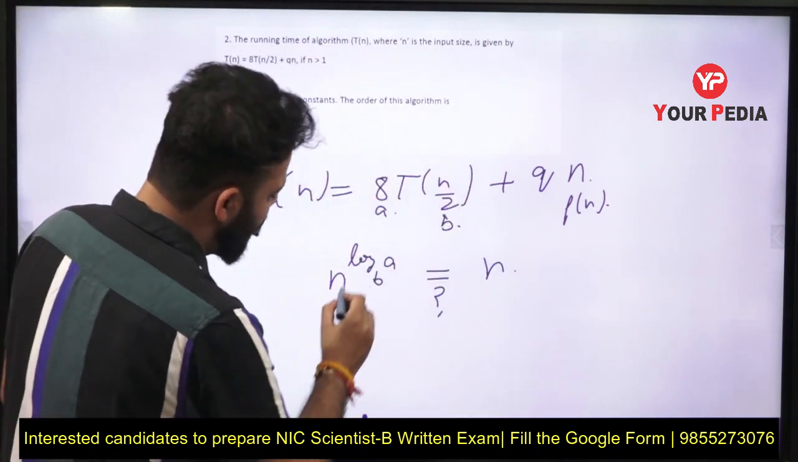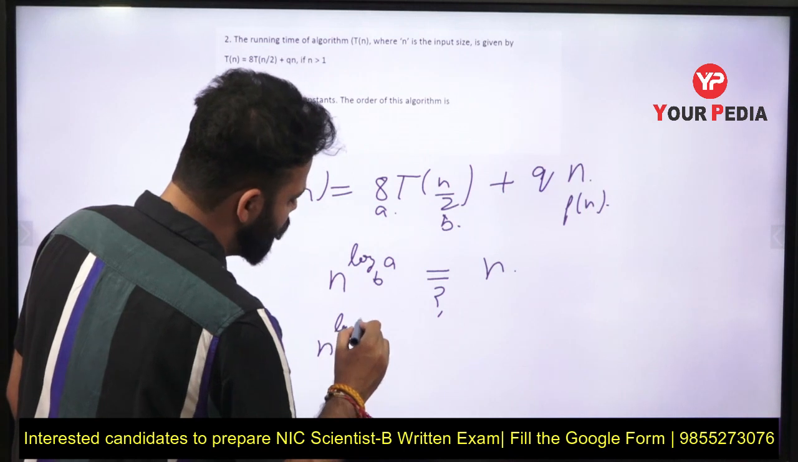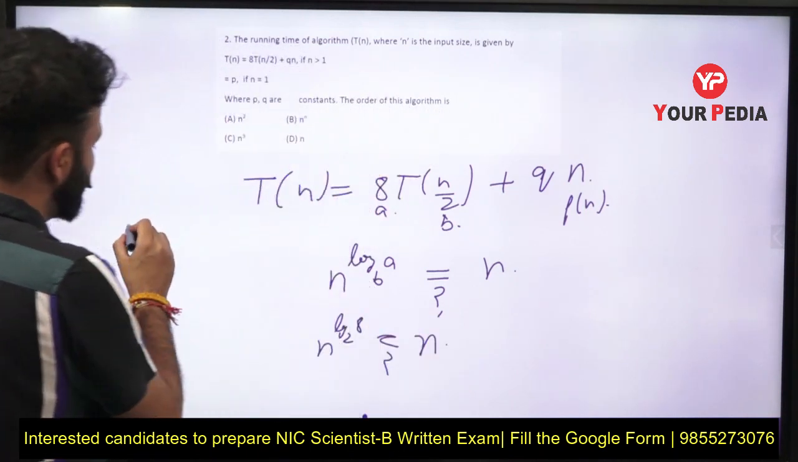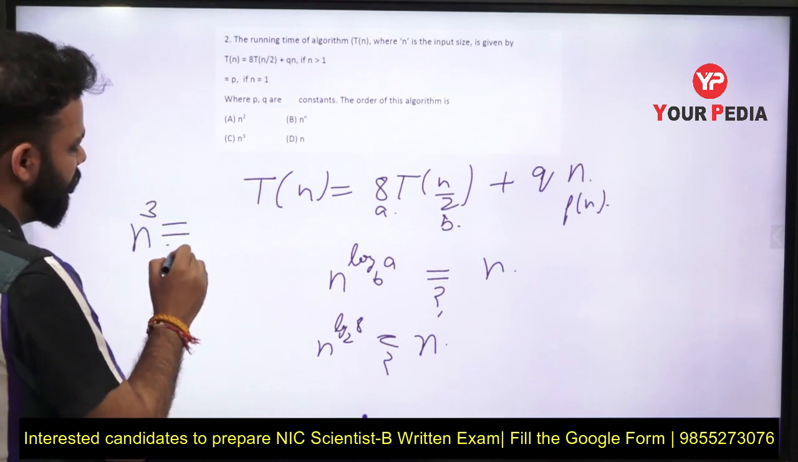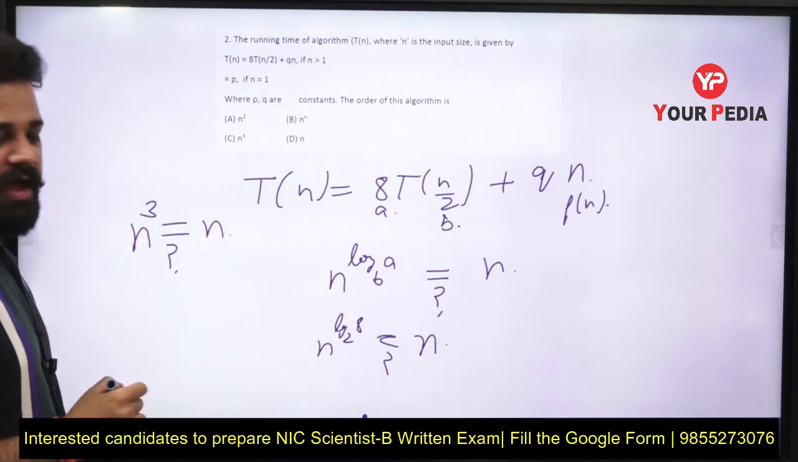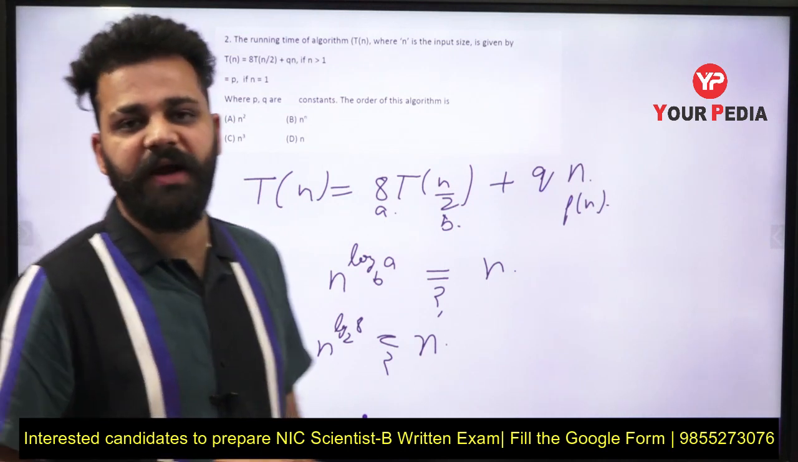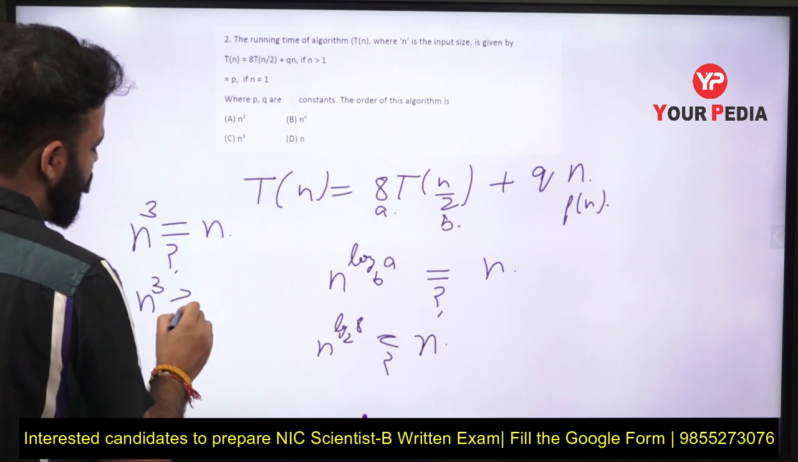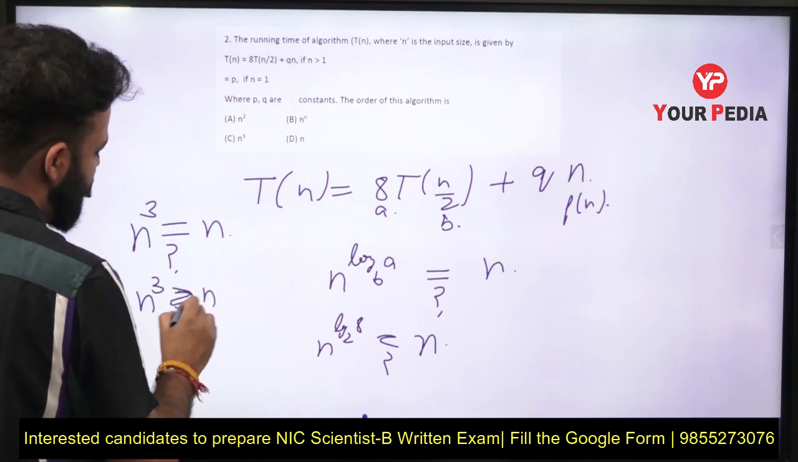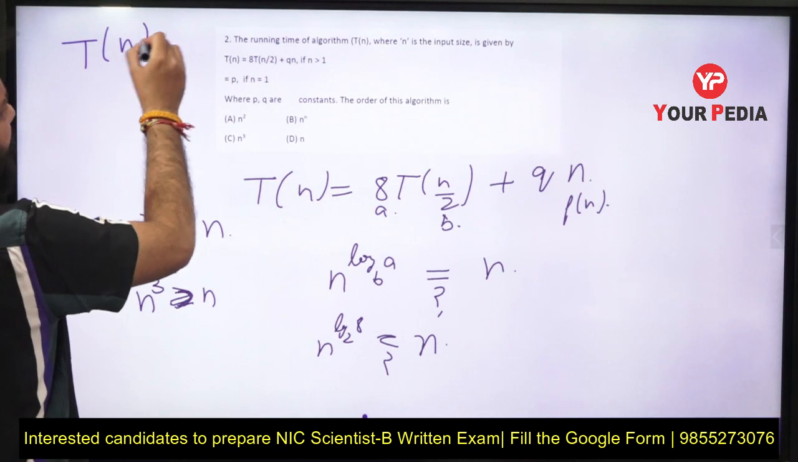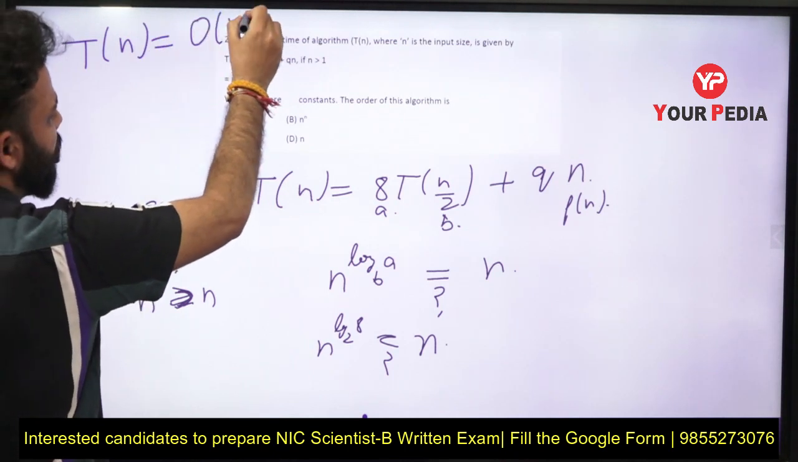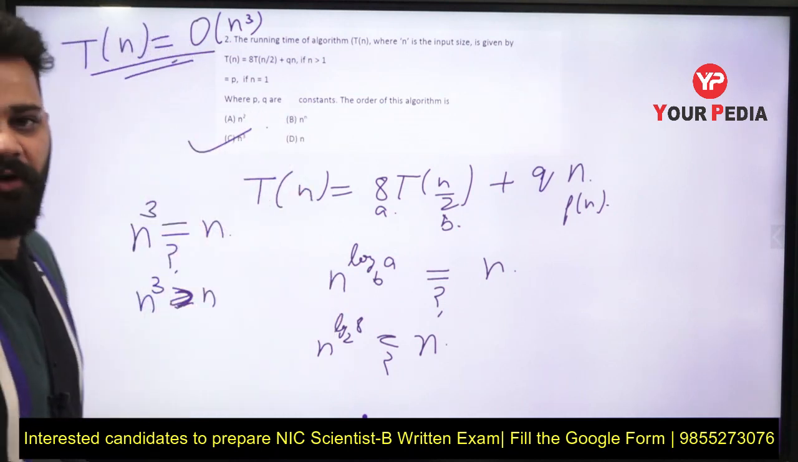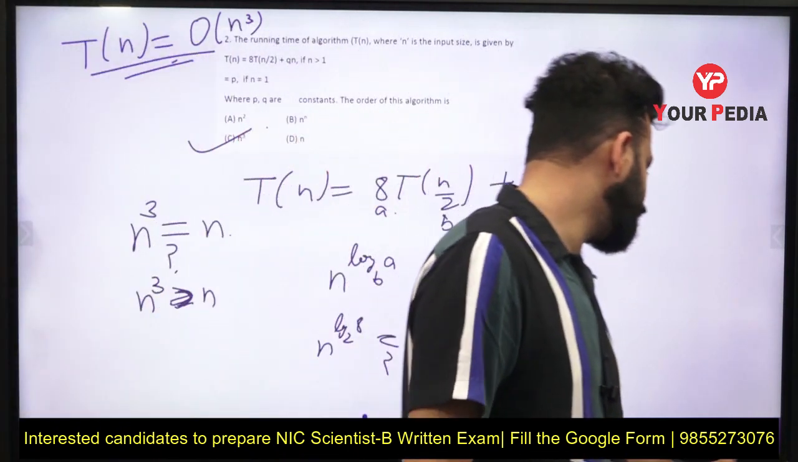Now in this case n raised to log 2 base 8 will be compared with n. So n raised to log 2 base 8 is nothing but n cube, so n cube will be compared with n. Now n cube is surely greater than n. So this implies the time complexity for this recurrence relation will be order of n cube. So the answer will be option C, which is order of n cube.